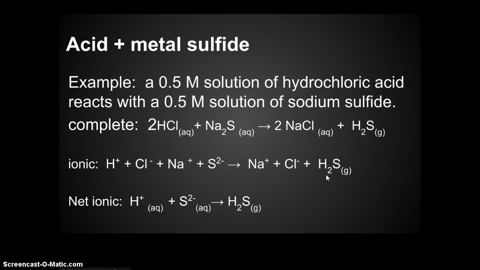And so if we want to go through and eliminate our spectator ions, we would cross out sodium here. It's a spectator ion, sodium there. Also the chloride ion and the chloride ion would be crossed out, and there we go. Net ionic equation: hydrogen plus sulfide equals hydrogen sulfide gas.